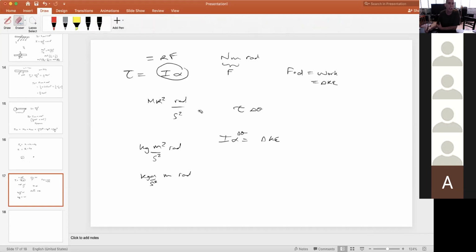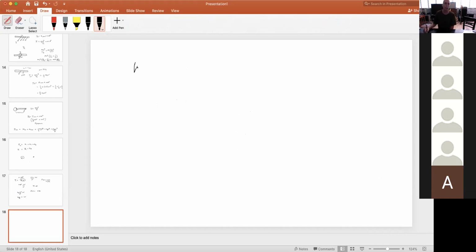So just know that I alpha gives you change in kinetic energy. RF just gives you the magnitude of the force. RF times a change in angle gives you I alpha. It's weird, I know. It's odd because rads aren't actually units, but this is true. Now, what is the kinetic energy of rotation? Kinetic energy of rotation is I omega squared over 2.